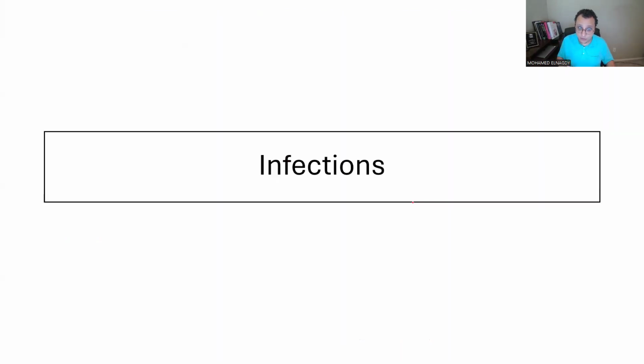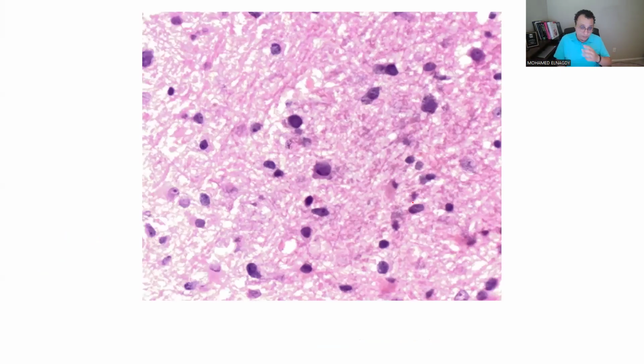That's our first category. The next category in the non-neoplastic is infections. You need to know a whole bunch of CNS infections. And these infections kind of repeat themselves in other organs, like the fungal infections you'll see here and you'll see in other organs. Let's look at this.